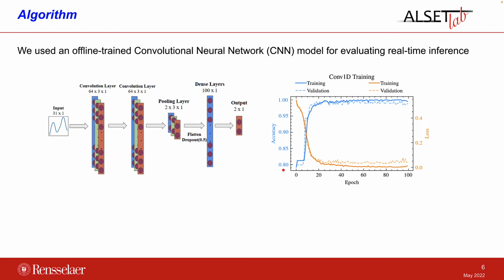So now let's briefly discuss the algorithm that we employed for oscillation detection. The algorithm is a one-dimensional convolutional neural network that was trained offline.